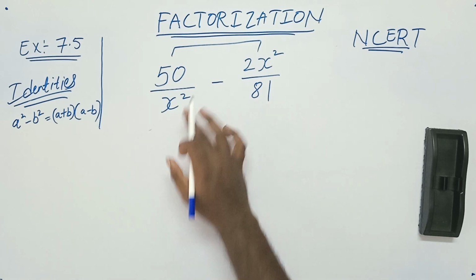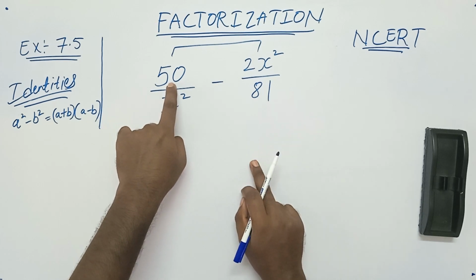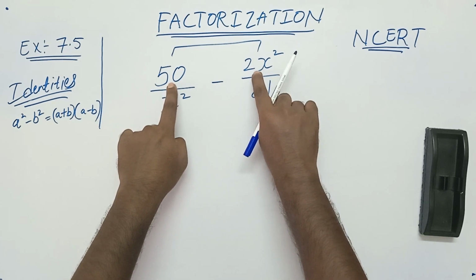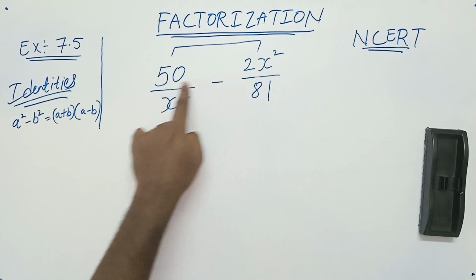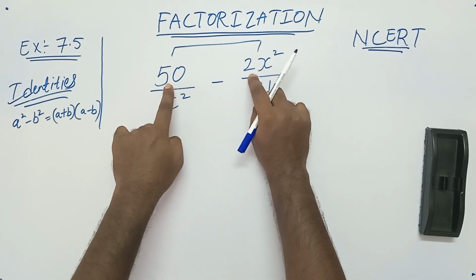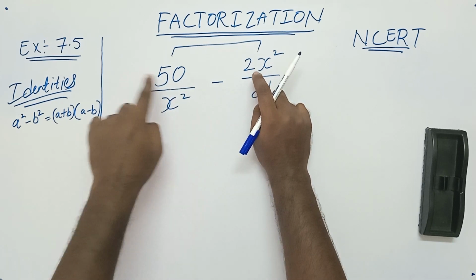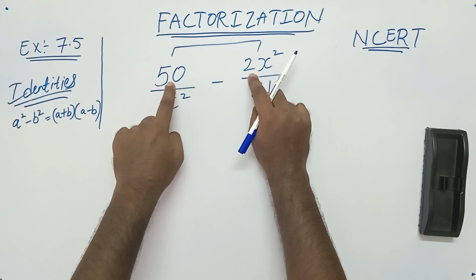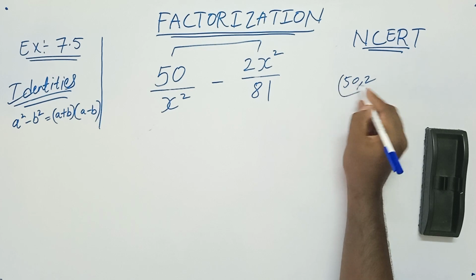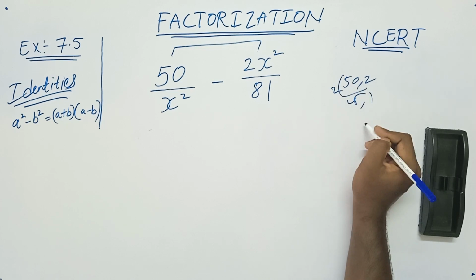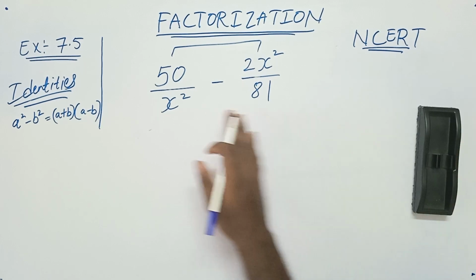So first of all, if you just compare these two terms, here you have a 50 in the numerator, and in this term, in the numerator, we have a 2x square. That means if you compare 50 and 2, the common factor that we can take is 2, right? What is the HCF of 50 and 2? 2 twenty-fives are 50, 2 ones are 2. That means 2 can be taken as HCF, so 2 can be taken as common.